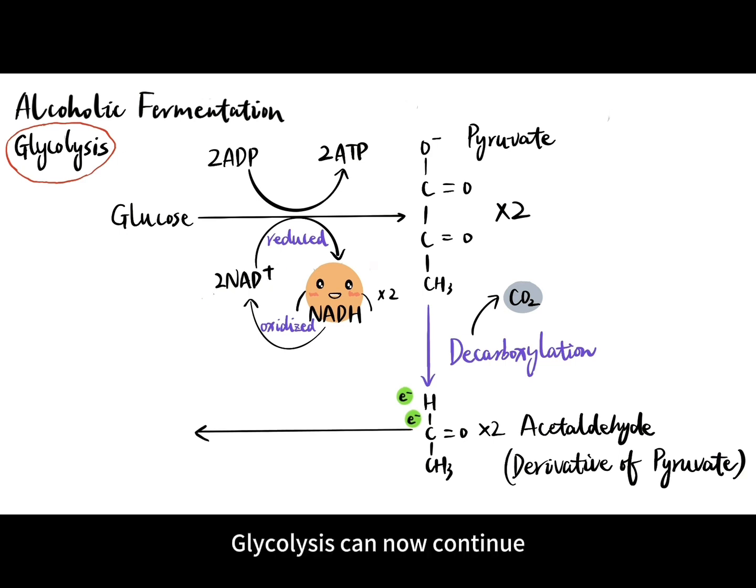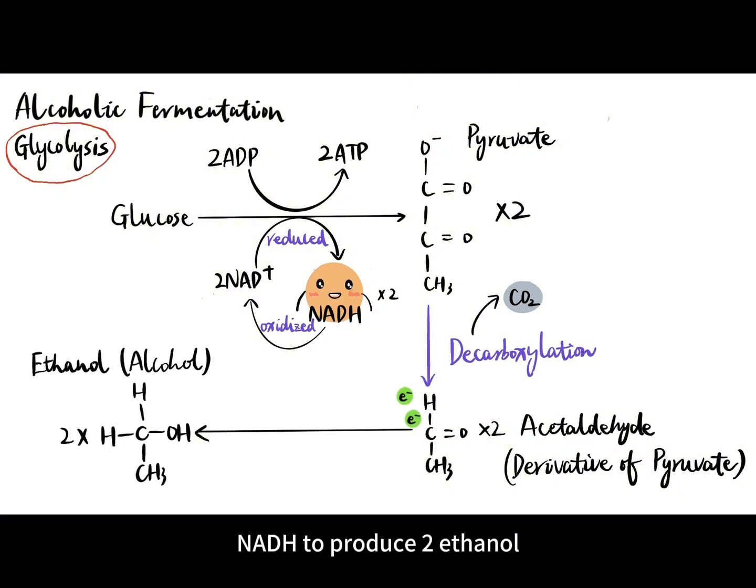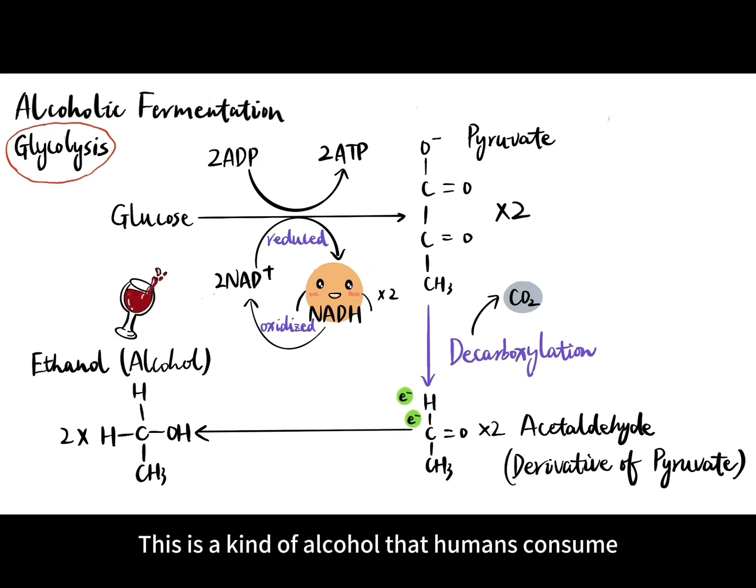Glycolysis cannot continue without the regeneration of NAD+. Two acetaldehyde is reduced by NADH to produce two ethanol. This is a kind of alcohol that humans consume. Hence, the term alcoholic fermentation.